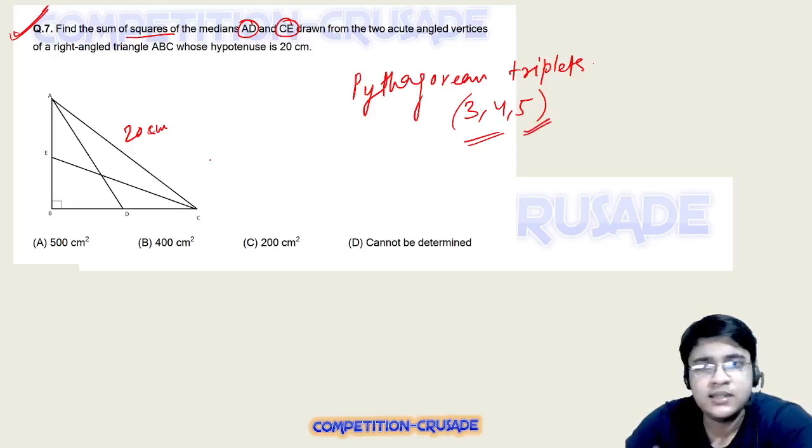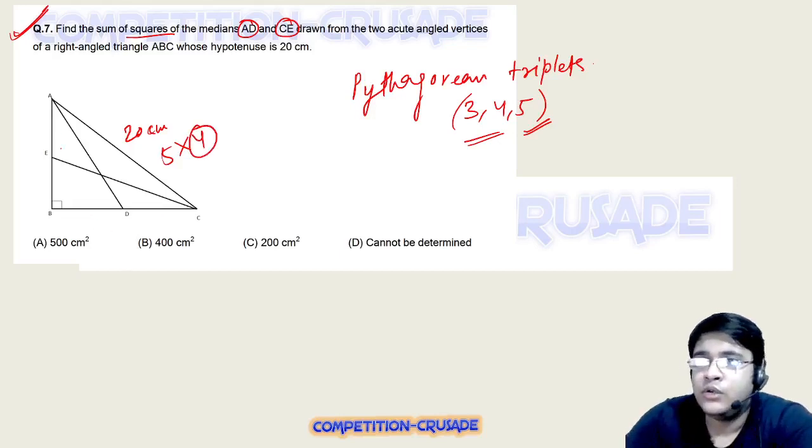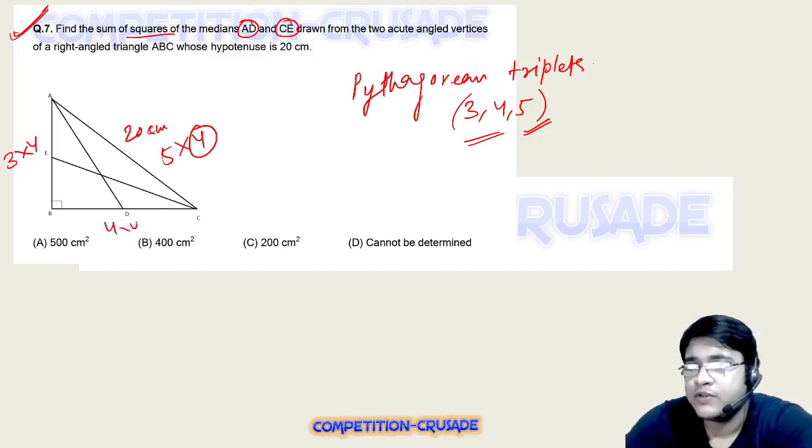5 represents the hypotenuse, so 5 times 4, so 4 is going to be my multiplying factor. So this is going to be 3 times 4 and this side is going to be 4 times 4. And remember that this CE line and this AD line, they are the medians, and what a median basically does is it bisects the other side in equal ratios.